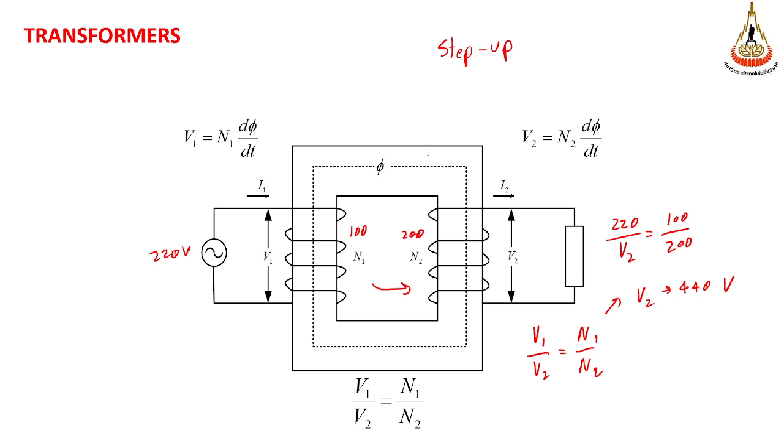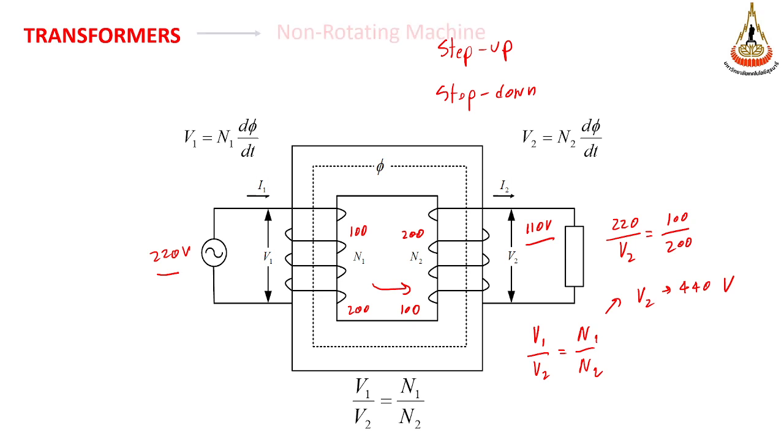We can step down the voltage also. For example, if this side is 200 and this side is 100, the voltage decreases by half. The 220 volts will become 110 volts on this side. And this transformer in my hand steps down from 220 volts to 15 volts.